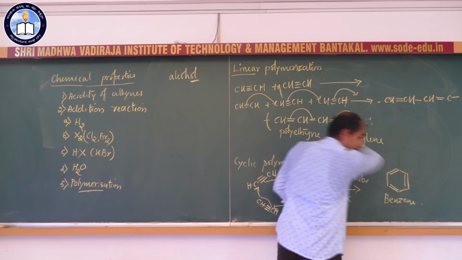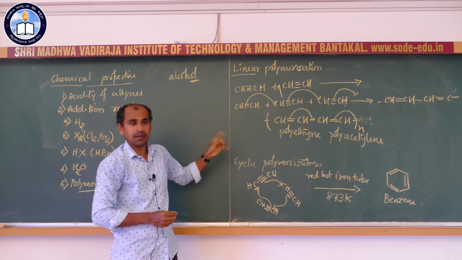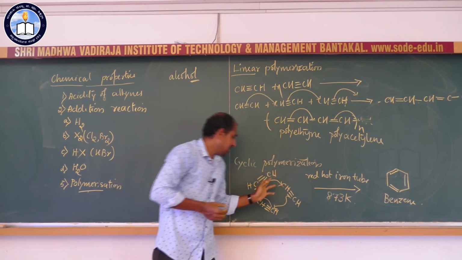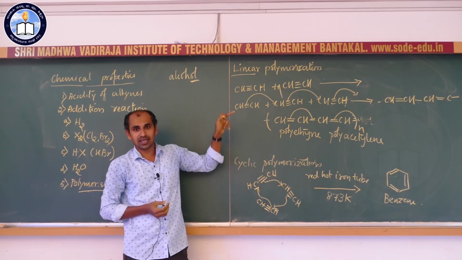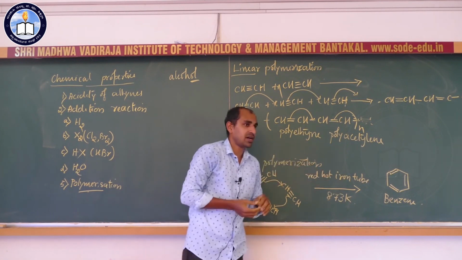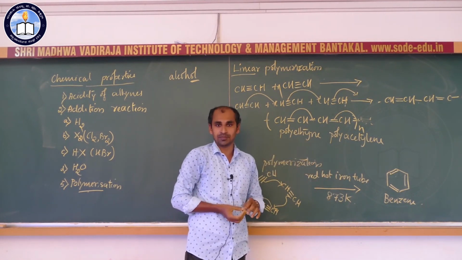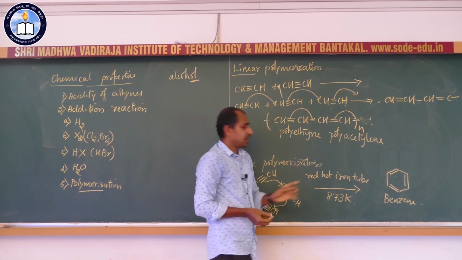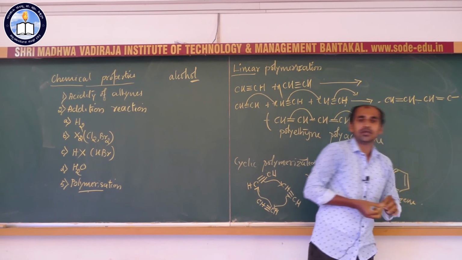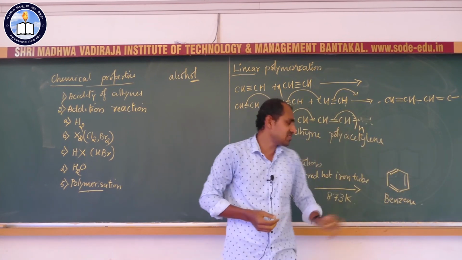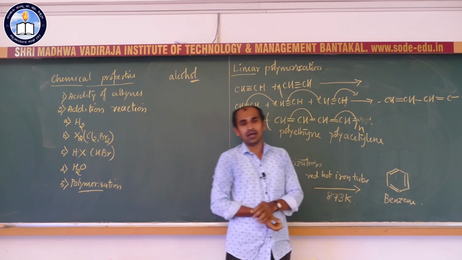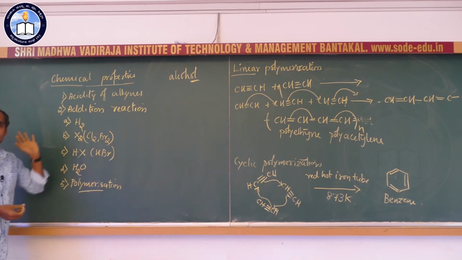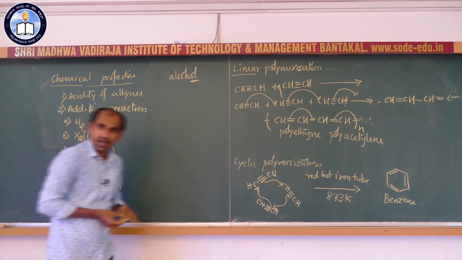benzene. This reaction is very important for 2 marks. The question will be like this: how does ethyne molecule undergo cyclic polymerization when it is passed through a red hot iron tube? When you pass ethyne molecules through a red hot iron tube, it undergoes cyclic polymerization to give the benzene molecule. It is the simplest aromatic molecule, called benzene. These are some important chemical reactions of alkynes. Fine.